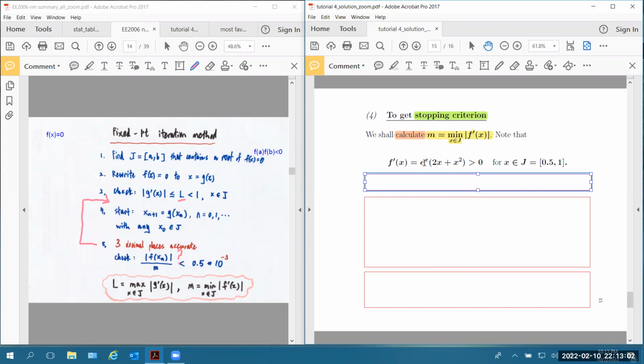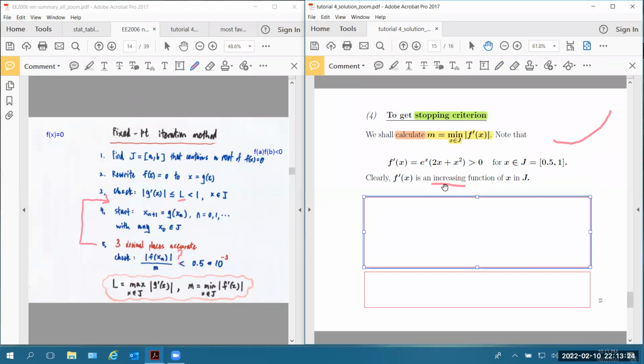You all know e to the power x, right? You know what it looks like, right? e to the power x is like this. Increasing, right? Then 2x is also increasing. Your x squared is also increasing. So combined it is also increasing, right? Everything is increasing. Then you want the minimum. What value of x should we put in?